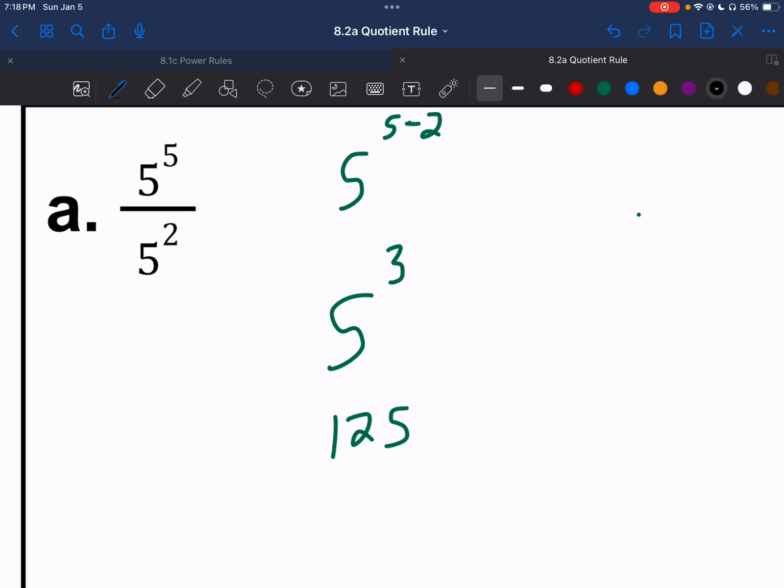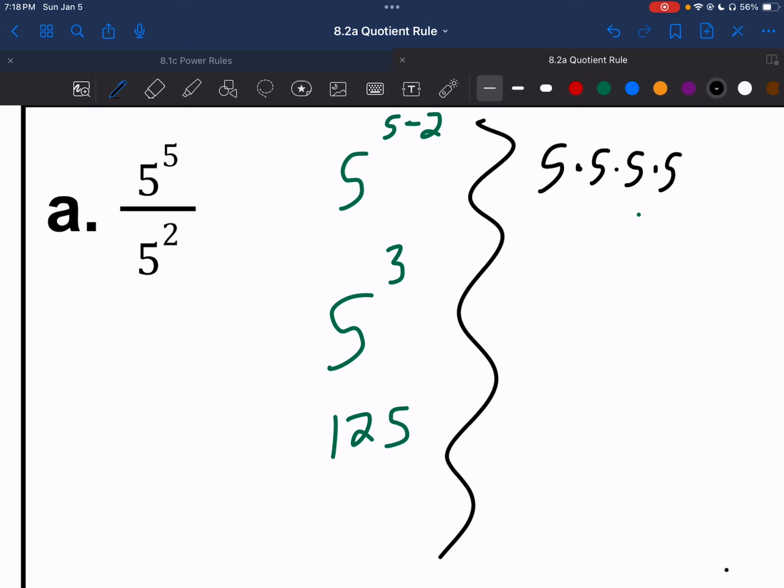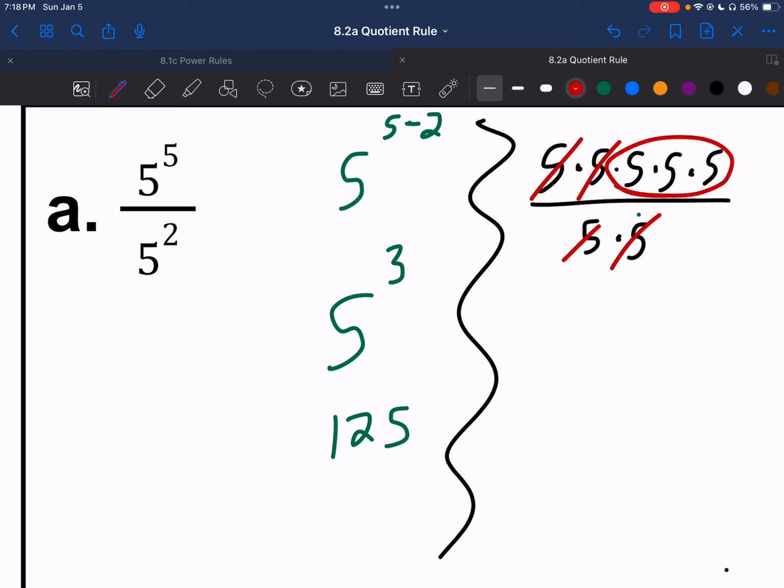Now, let's do a little alternate world here, and let's do expanded form on this. So we have 5 times 5 times 5 times 5 times 5 on the top, and we have 5 times 5 on the bottom. Why does it work that we can subtract? Well, 5 and 5 cancel out. 5 and 5 cancel out. So the number on the top, we subtract the amount of times we're multiplying it on the bottom in the denominator, and we're left with 5 to the third power.